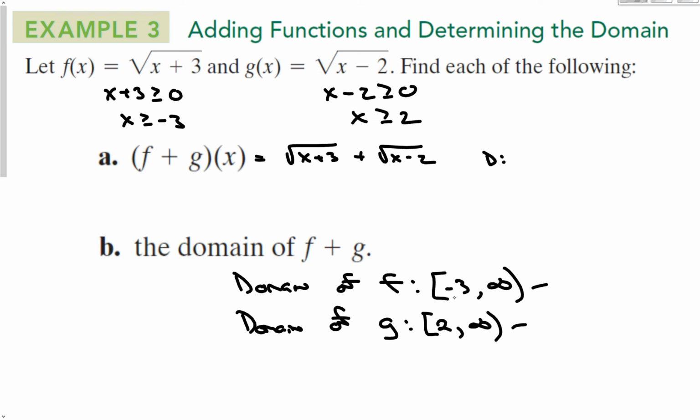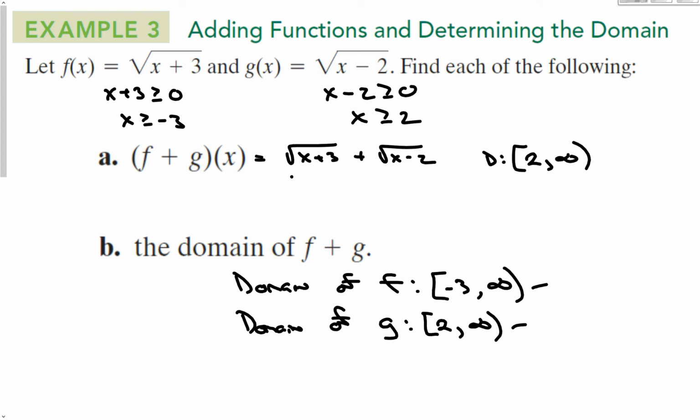Well, -3 is in this domain, it's not in this one. -2 is in this interval, -1, 0, 1. 2 is the first number that's in both of the domains, and now we have the place where they overlap, and now we have our intersection. So the domain of this is only from 2 to infinity.